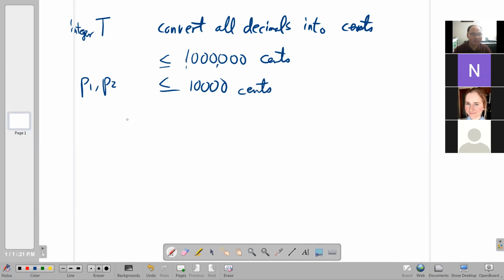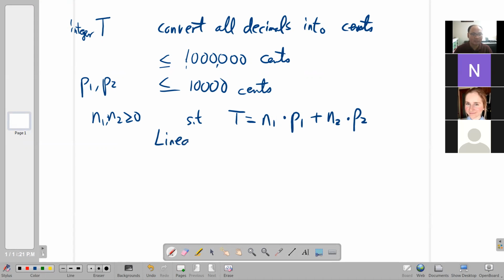Everything has integers. So we're looking for n1, n2 greater than or equal to 0 integers such that t is equal to n1 times p1 plus n2 times p2. And these are all integers. Everything here is an integer. And these are called linear Diophantine equations. Okay, so if you've taken number theory, you will for sure see this.